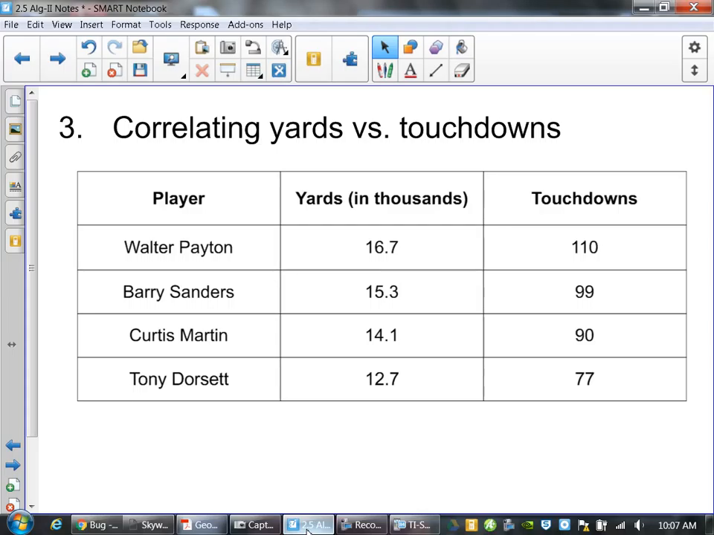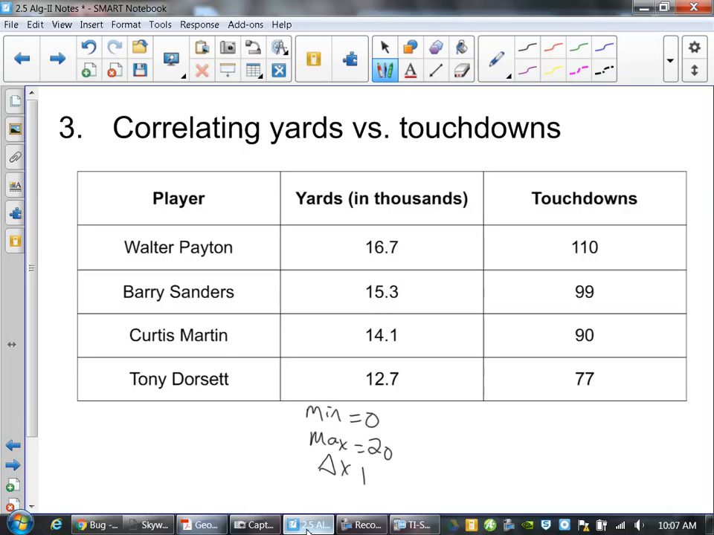Does that make sense? I'd say that my min would be at 0, my max would be at 20, and I'd go by ones. Here I'd say my min 0, max 120, but go by 10. Does that make sense how I'm changing the scale to try to get a best fit for this?